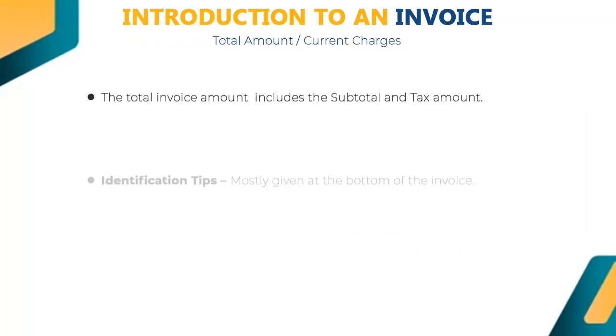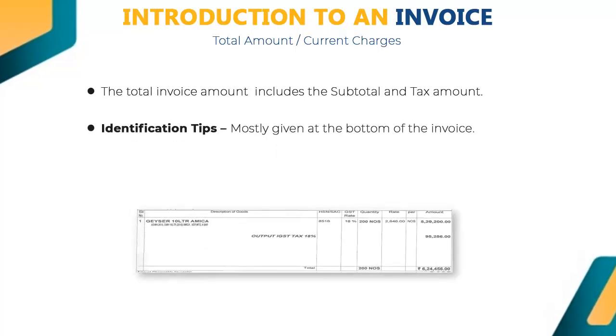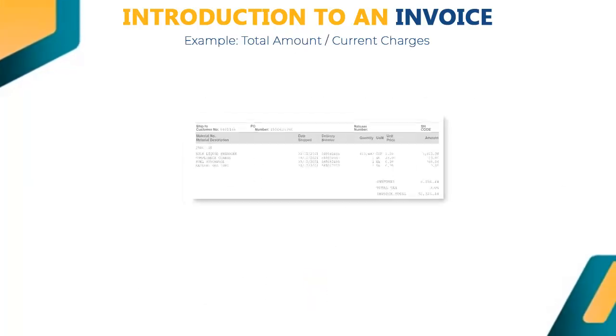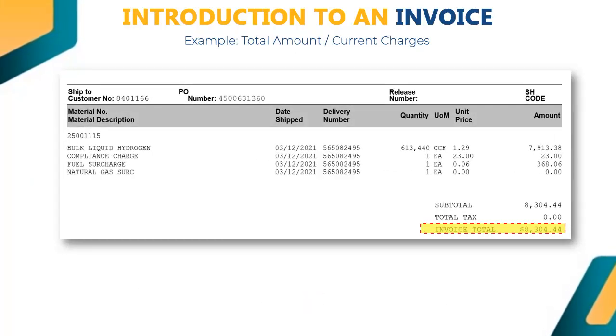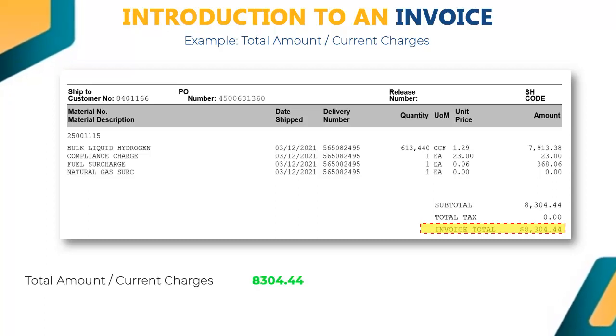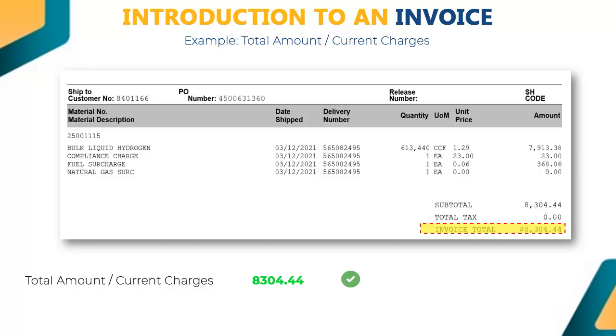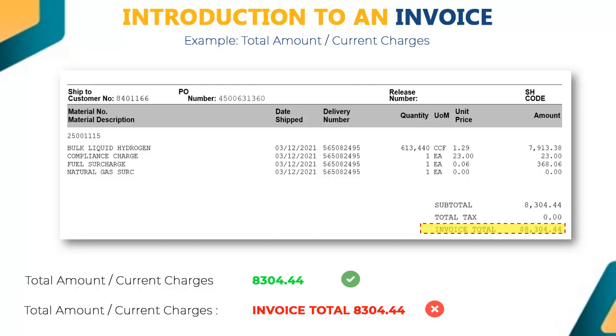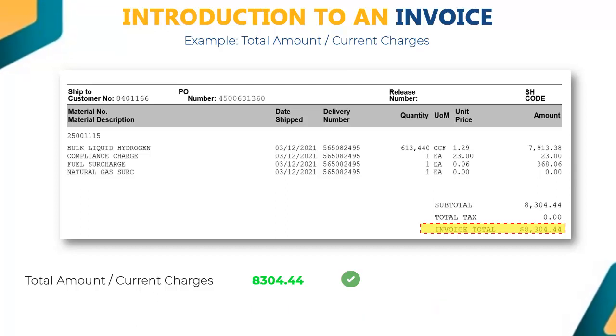The total invoice amount includes the subtotal and tax amount. Identification tips: it is mostly given at the bottom of the invoice. Key only the amount in numeric value. 8,304.44 is the invoice total for this example. Do not key any word like invoice amount or invoice total or any symbols like $. If the words invoice total or total amount are already populated, then remove these words.